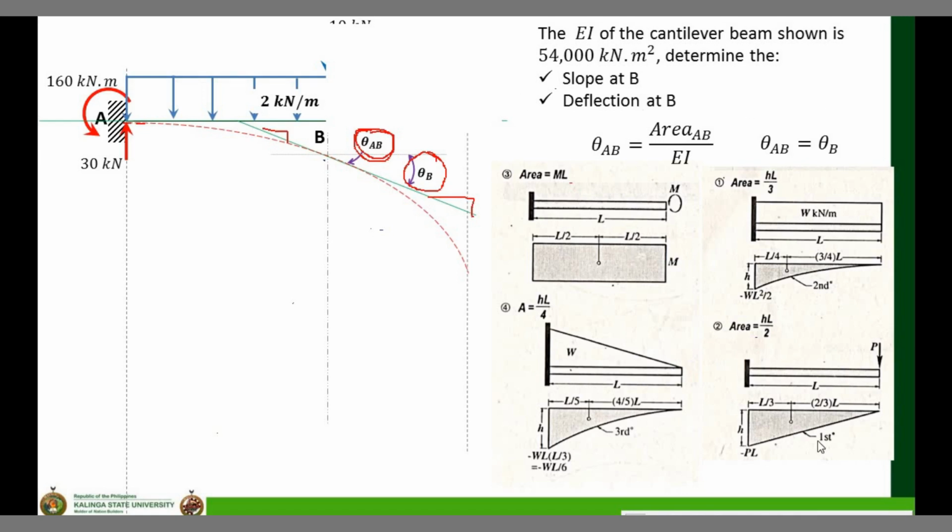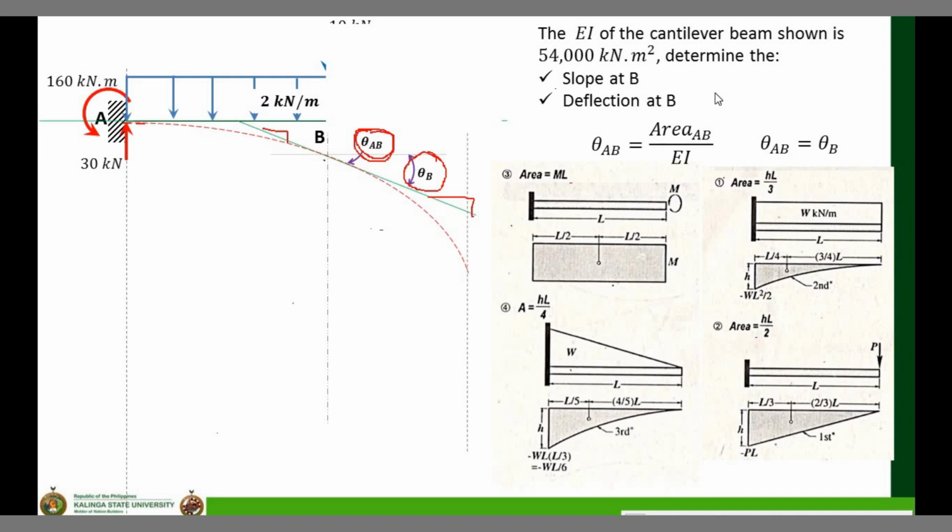Since the slope at B uses the diagram we saw earlier, the slope of AB is equal to the area from A to B. Therefore, we no longer need the area from B to C. The focus is only on the area between A and B.